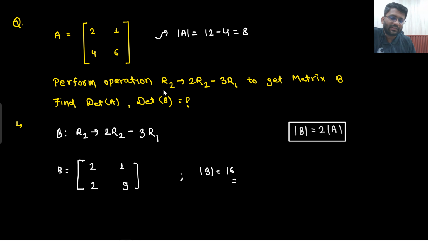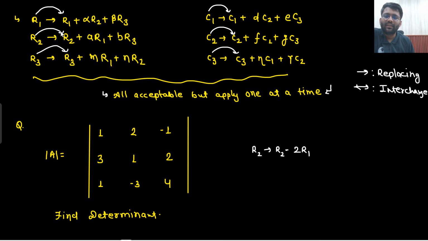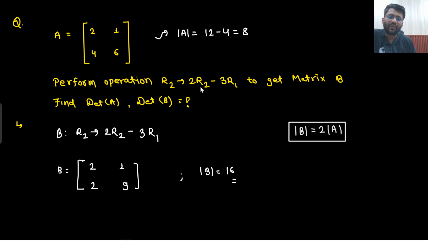First, can you let me know, is this a valid operation? No, sir. When you say that you need to apply operations, you need to make sure that if I am changing R1, then R2 remains as it is, R3 remains as it is, column 1 remains as it is. But sir, here you are doing twice of this. So it's not a valid operation.